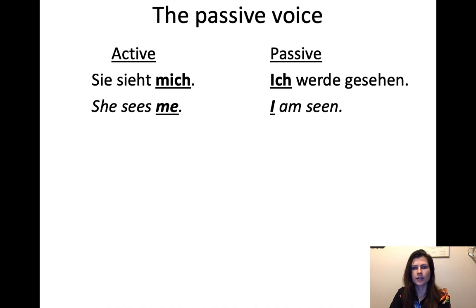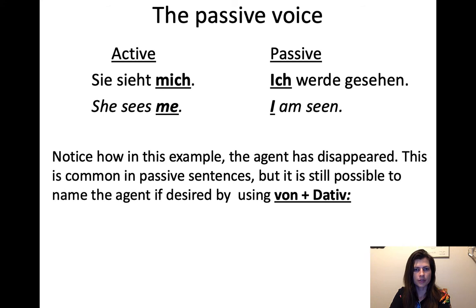Ich werde gesehen. I am seen by her, you could say, right? So in this example, the agent has disappeared. We have ich werde gesehen, I am seen. Who does the seeing? We have no idea. It doesn't say. You don't have to say. You can say if you want, but in a passive sentence, you don't have to say who the agent is.